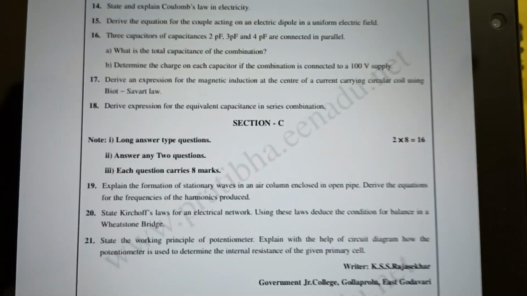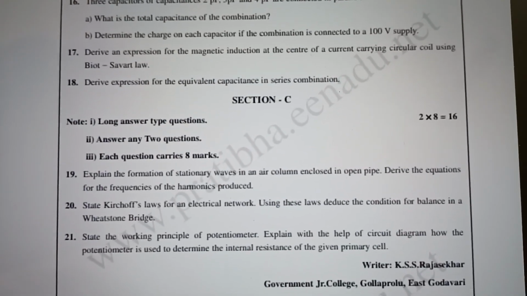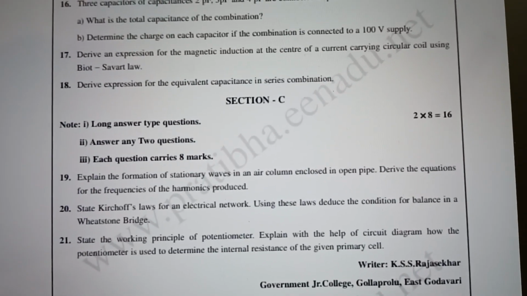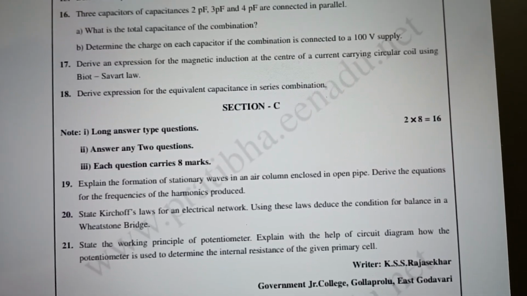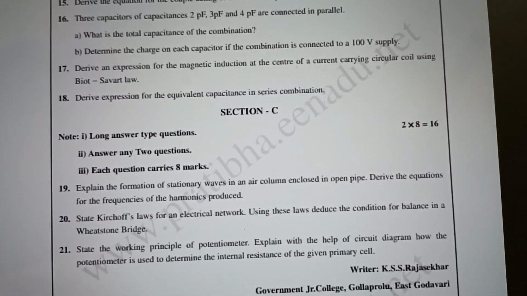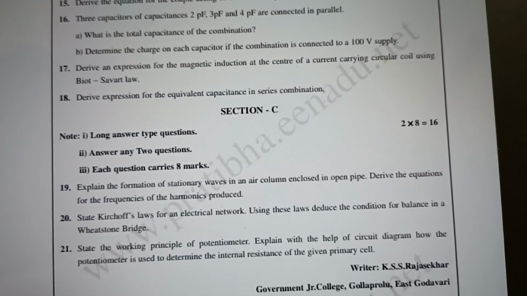Now section C. Here three questions are there. You should write any two questions, right? 16 marks. Explain the formation of stationary waves in an air column enclosed in an open pipe. Derive the equations for the frequencies of the harmonics produced.